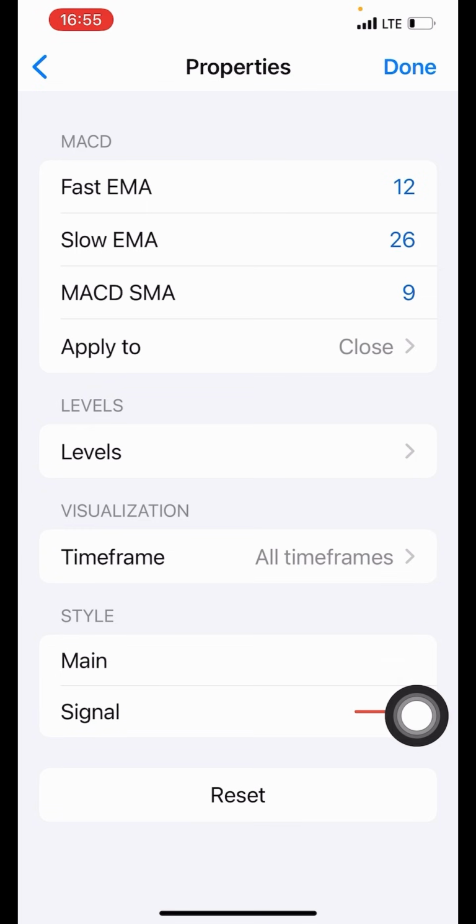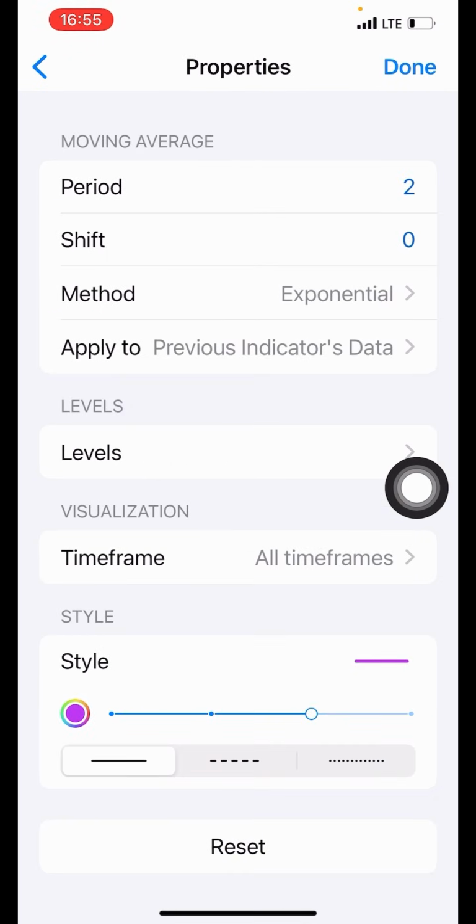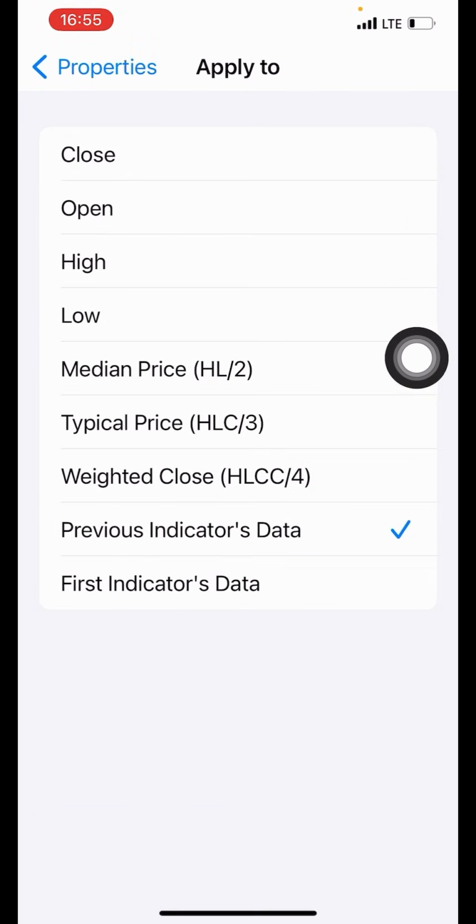You click on done. Then lastly we have the moving average. So you have to click on the indicator window 1 plus icon again. You are clicking on the indicator window 1 plus icon because you want to add it under the relative strength index. If you click here, it will be added on the main chart instead. So you click on this indicator window 1 plus icon, and then you search for your moving average. The period is 2 for this one, shift is 0, method is exponential. Apply to previous indicator's data.